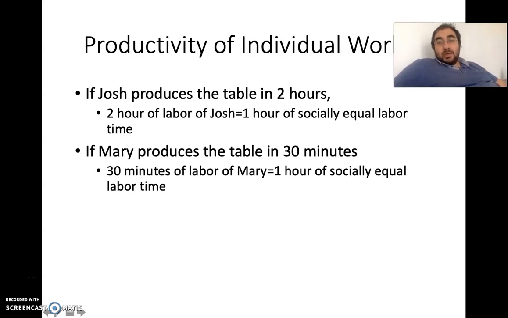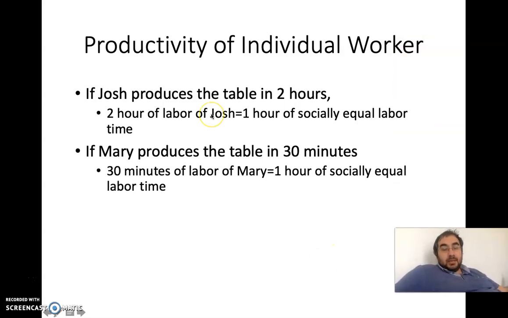Well, last time I was talking about the fact that if you have a lazy worker, that lazy worker is not adding more value to the commodity. Rather, the fact that the worker is lazy means that his hourly labor time is worth less in socially equivalent labor time. So, for example, in the case of Josh, his one labor hour is worth 30 minutes.